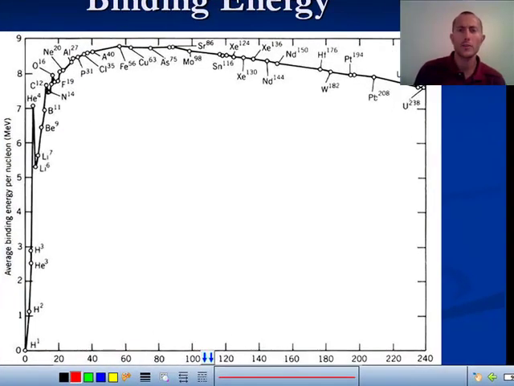Now here we have a graph showing the binding energies for our different elements. And make sure you notice on the y-axis that this graph is the average binding energy per nucleon. Okay? So it's not the total binding energy, it's the binding energy per nucleon. It's whatever the total binding energy of that nucleus is, divided by the atomic mass, or the number of nucleons in that nucleus.